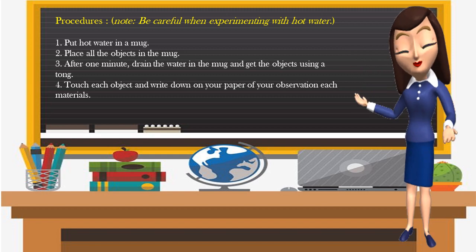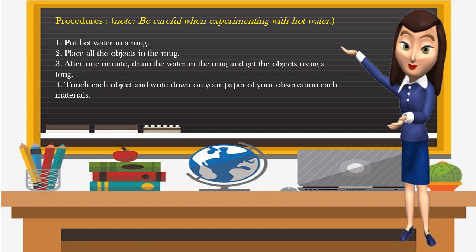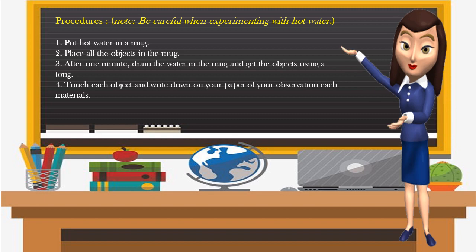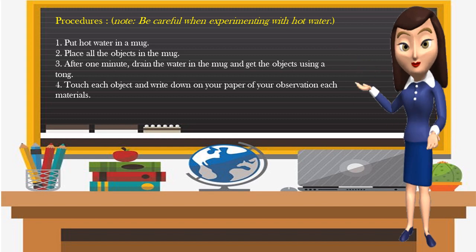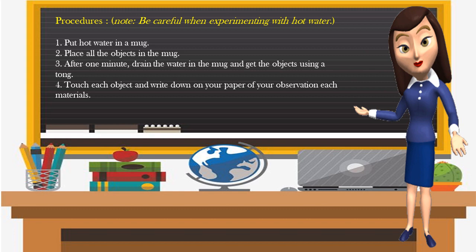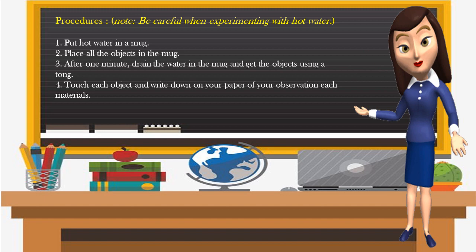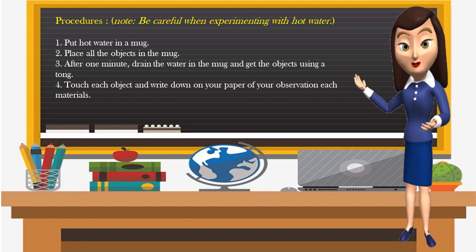First procedure, put hot water in a mug. Second, place all the objects in the mug. After 1 minute, drain the water in the mug and get the objects using a tongs. Touch each object and write down on your paper your observation of each material.